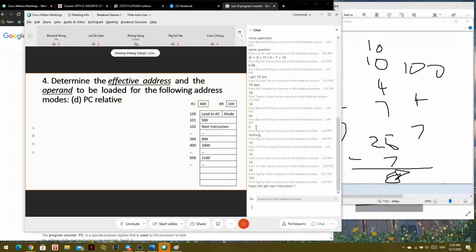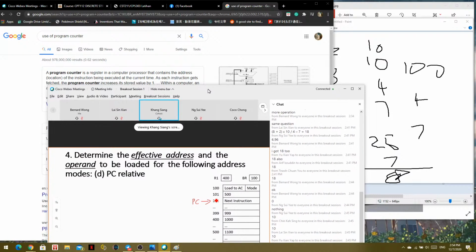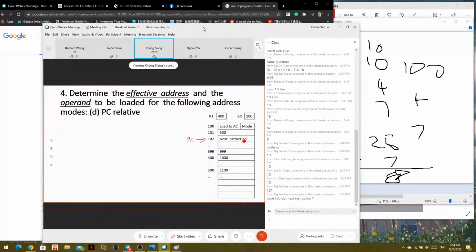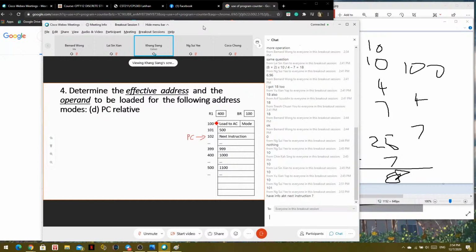Yes, correct. The program counter actually points to the next instruction. So the program counter is actually a register. So the register is pointing to 102, because the current instruction is 100. So the next instruction is 102. So in this case, displacement.